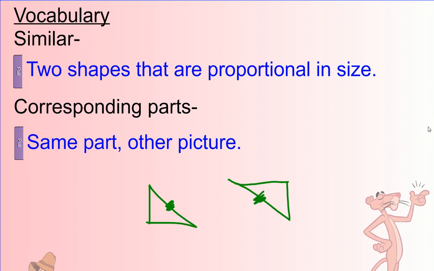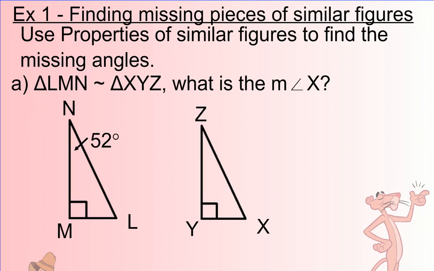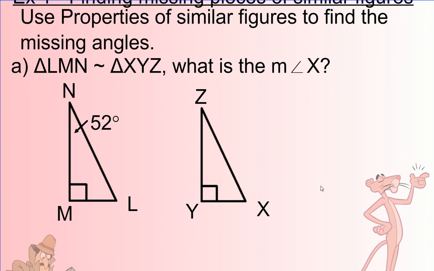So we're going to use our properties that we learned yesterday, and we're going to start doing some other types of similar figure problems. We're going to try to find the missing pieces of similar figures. So here in example A, it gives us triangle LMN and triangle XYZ are similar. That's what this little symbol here means. It means similar. So they are similar. What is the measure of angle X? So we're looking for this piece right here. There's our question mark.